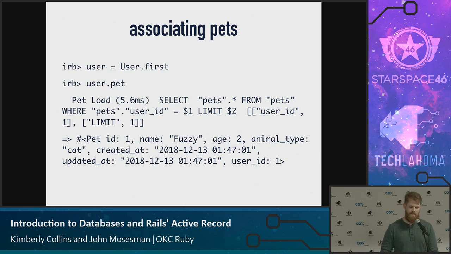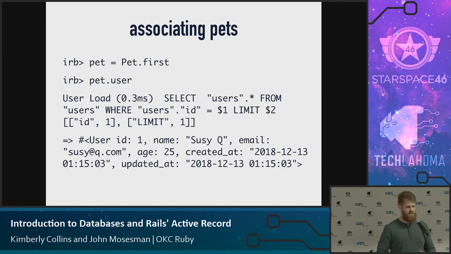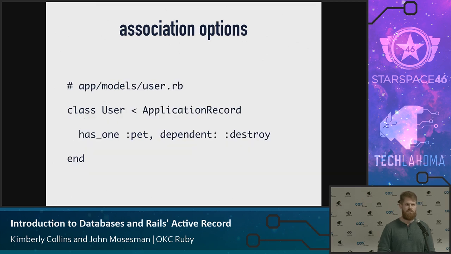So now if we do user.pet, we have that link form. So we can have a user get his pet, and then vice versa, if we have a pet, we can find their user. And just as a little side note, you can also choose when you destroy the parent record, what you want to do with the association. So if you delete the user from your system, you can also delete the pet.